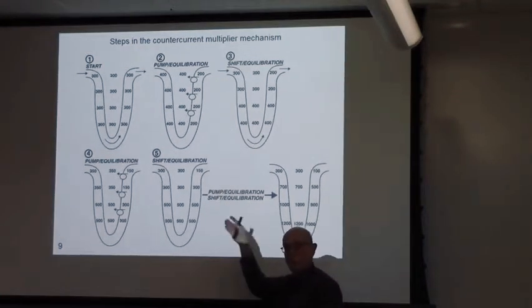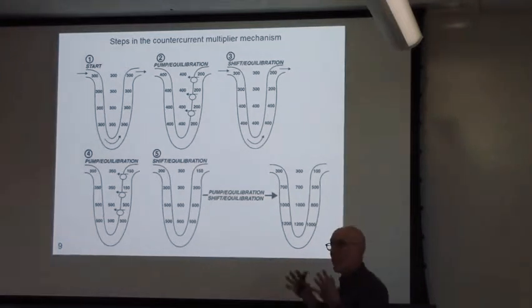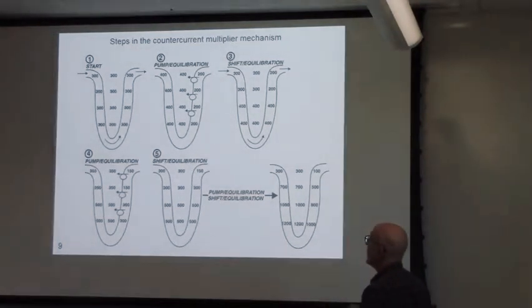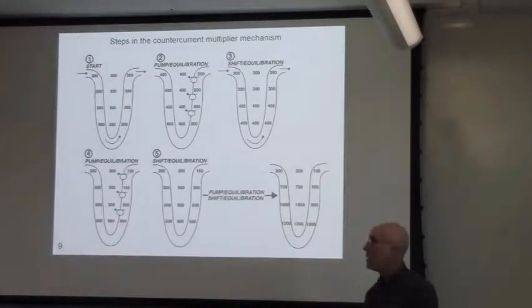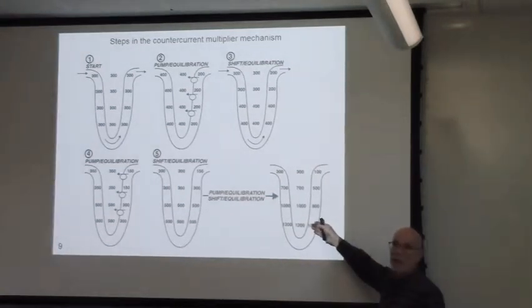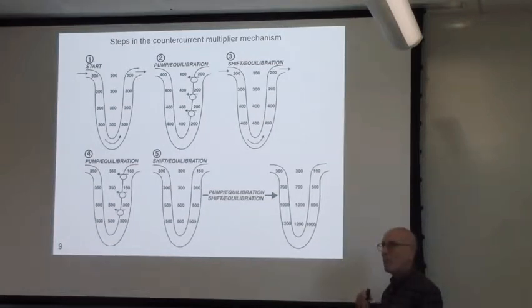Do this a few thousand of times, and remember it's a continuous process. It's not just, we're breaking it down into pumping and equilibrating and shifting and equilibrating, but it's a continuous process. Fluid is moving slowly, and these things are happening continuously. And by these things happening continuously, we build a gradient, something like this, if we are dehydrated. Believable? More or less.